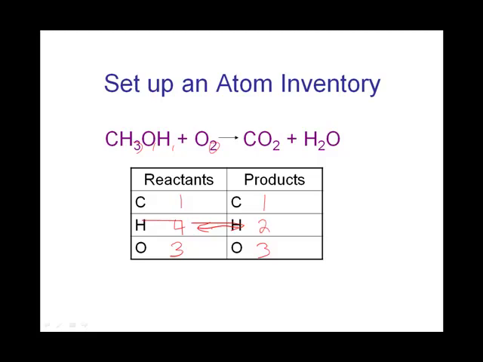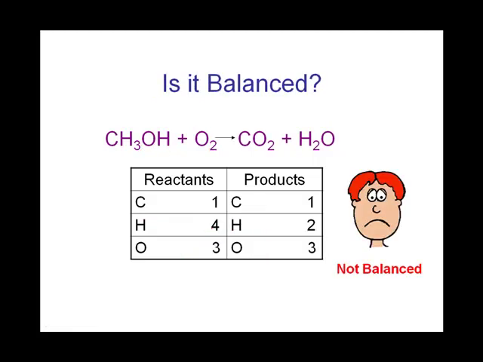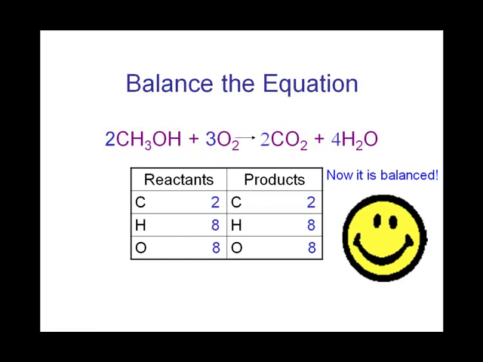So now we're going to add some coefficients. What you need to understand here is that you want all your numbers on the reactant side and the product side to be the same. And when we add some coefficients, you'll notice that now our numbers are consistent on both sides of the equation, therefore we're balanced. Okay?